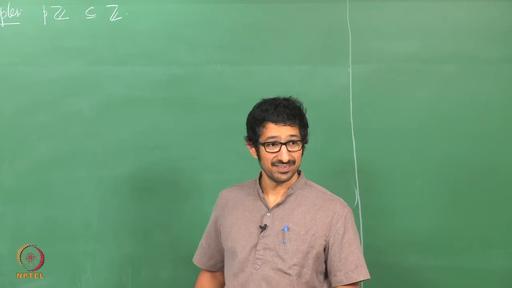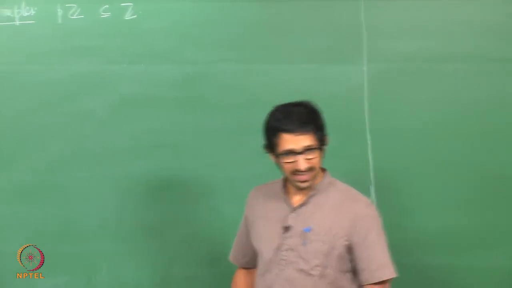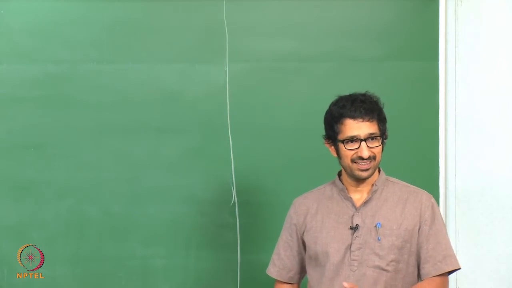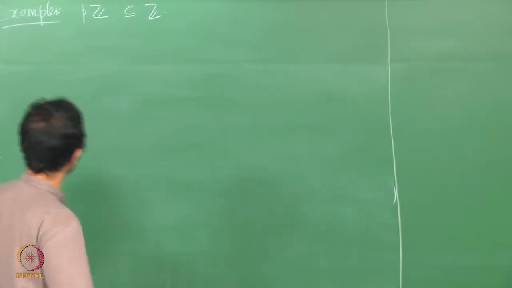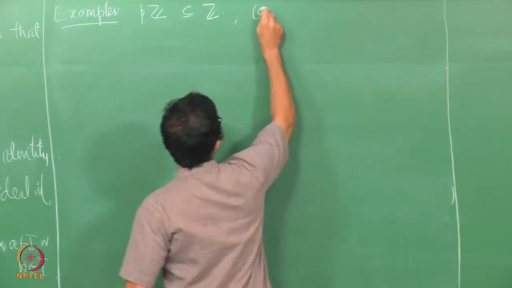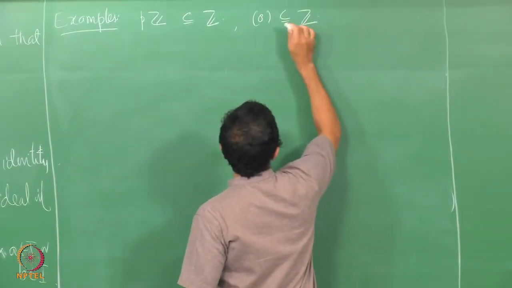But sir, I should be proper ideal. Yes, I is a proper ideal, right? In Z, zero is a proper ideal. Right? It's properly contained in A. So this is very important, that this is indeed a prime ideal.